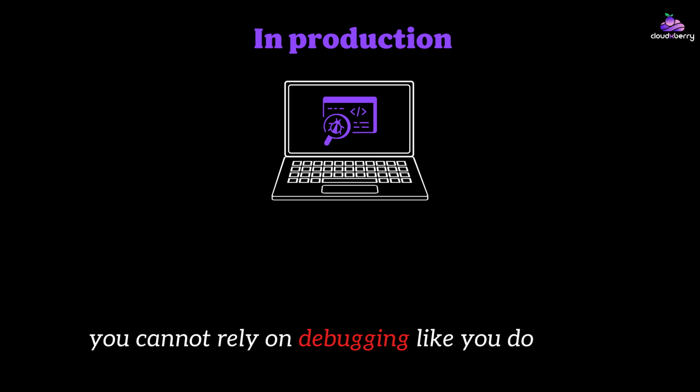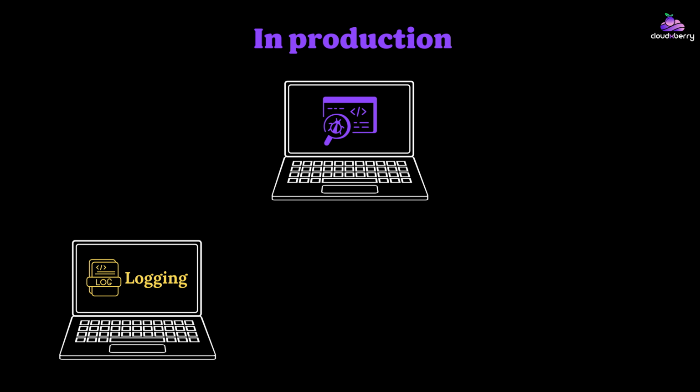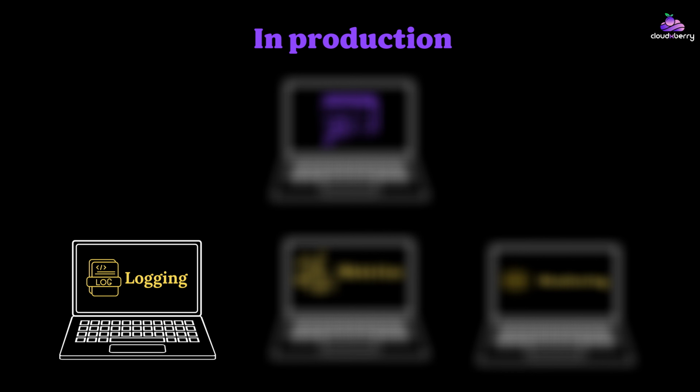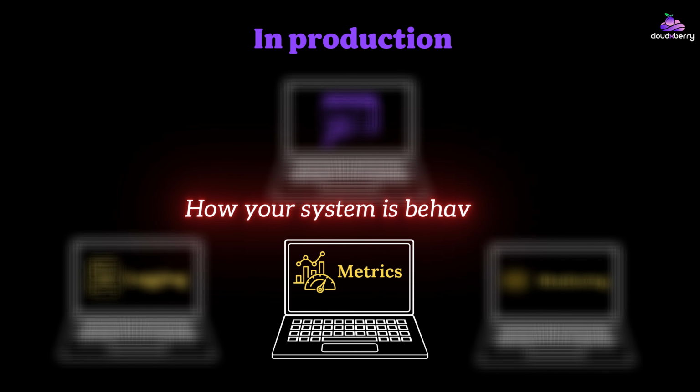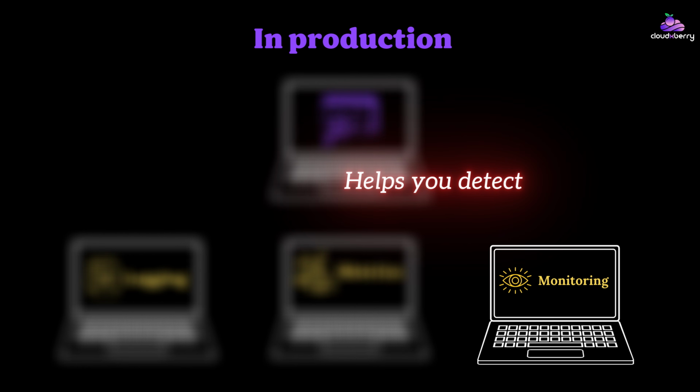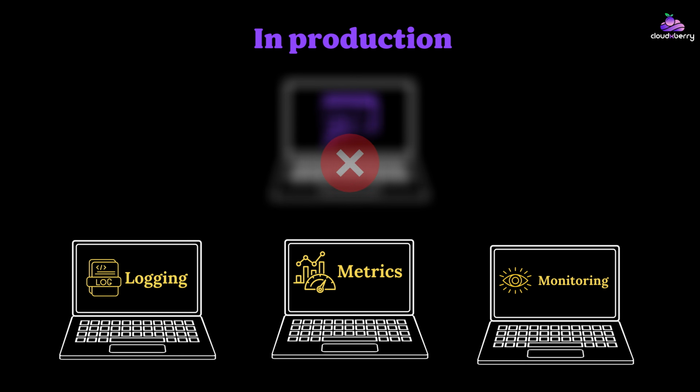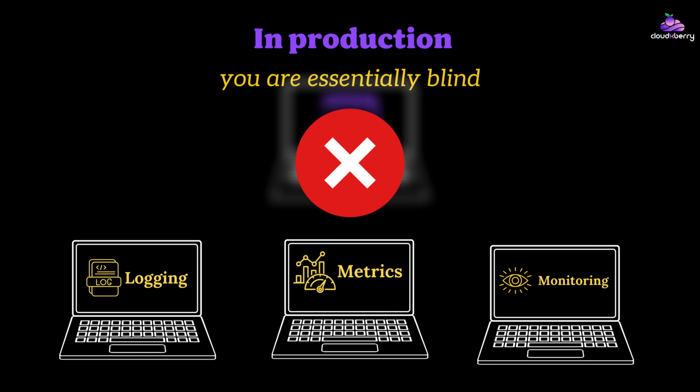The second step is observability. In production, you cannot rely on debugging like you do locally. You need proper logging, metrics, and monitoring. Logs help you understand what went wrong. Metrics show how your system is behaving, and monitoring helps you detect issues before they become critical. Without these, you are essentially blind in production.